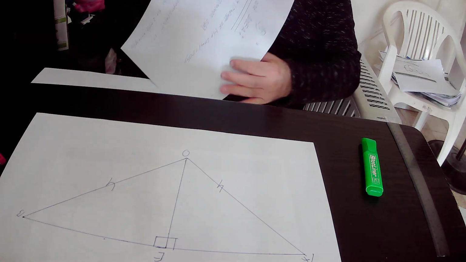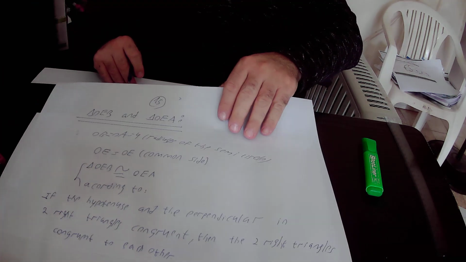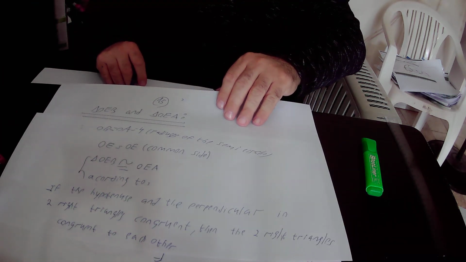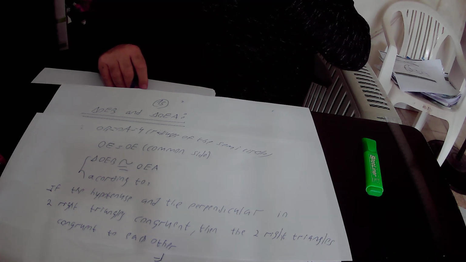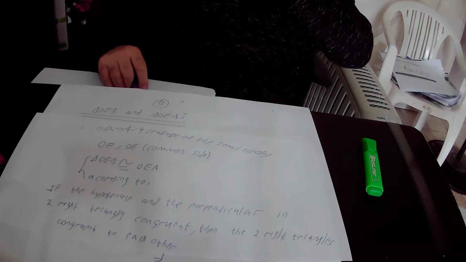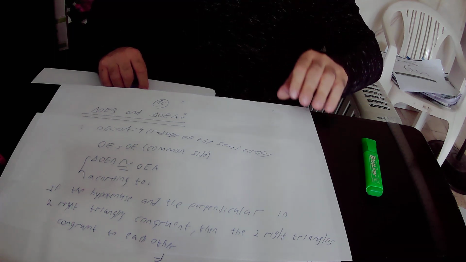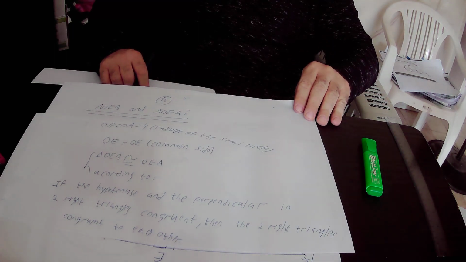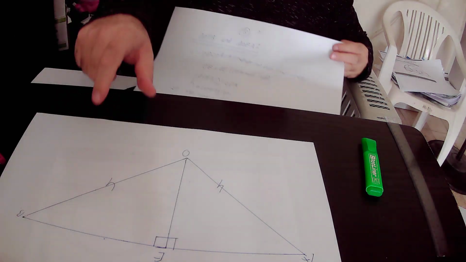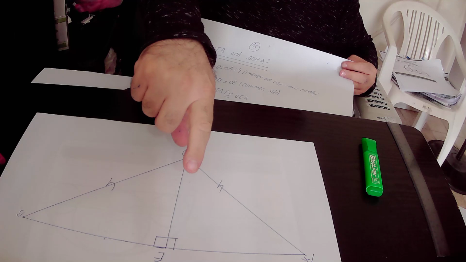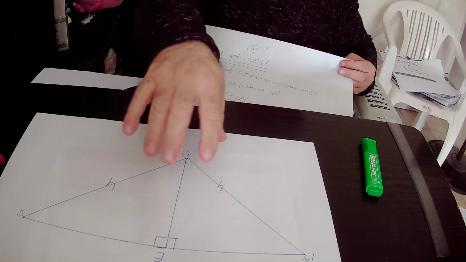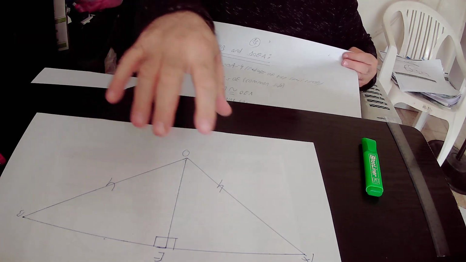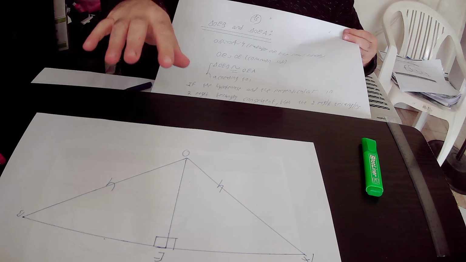I will repeat again. Triangle OEB is congruent to triangle OEA according to the rule that if the hypotenuse and the perpendicular in two right triangles are congruent, then the two right triangles are congruent to each other. Okay? We proved that the hypotenuse and one perpendicular are congruent in those two right triangles. Therefore, we proved that those two right triangles can go into each other.